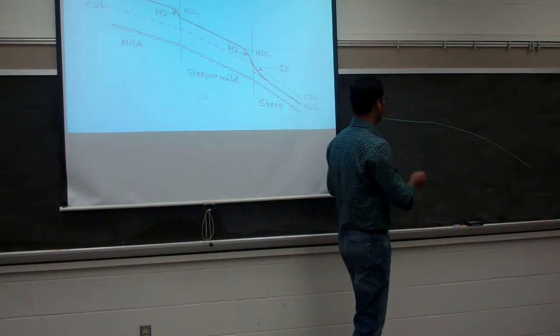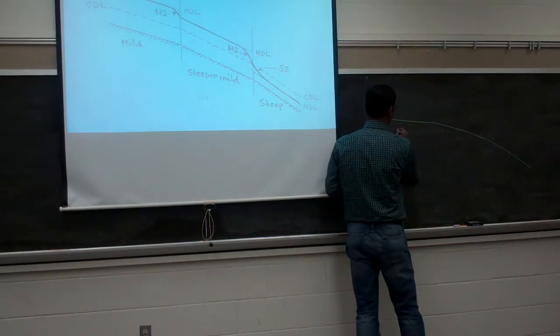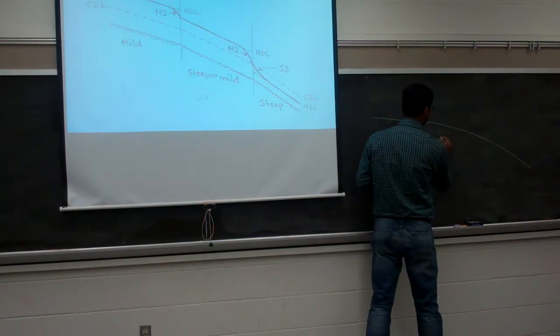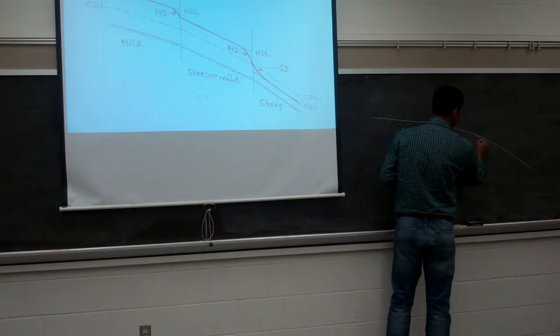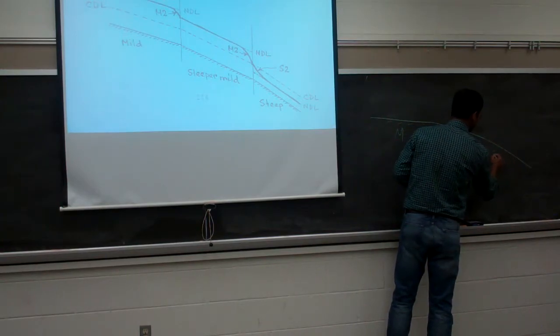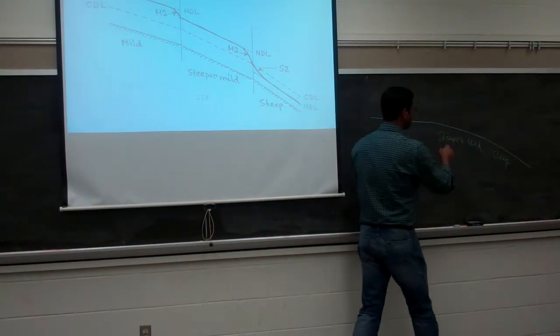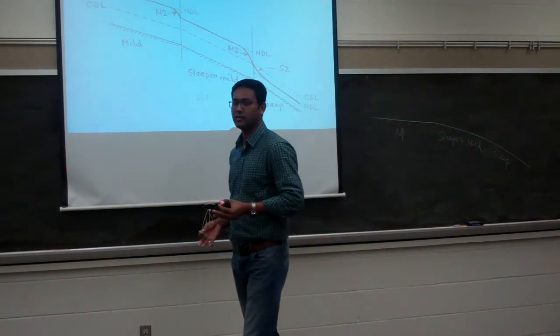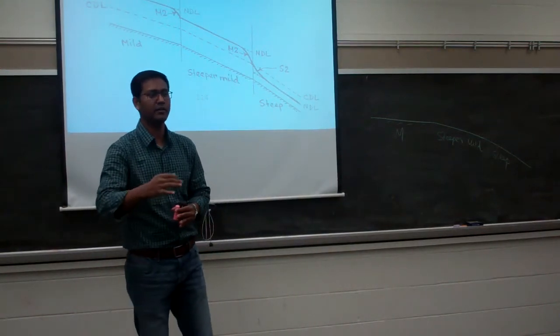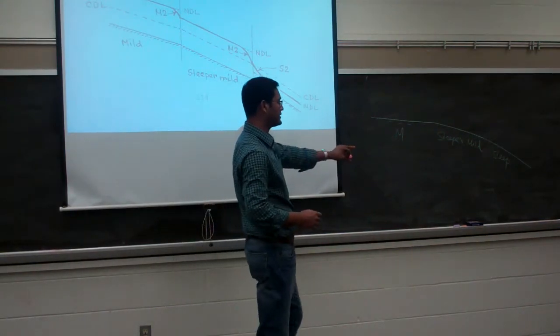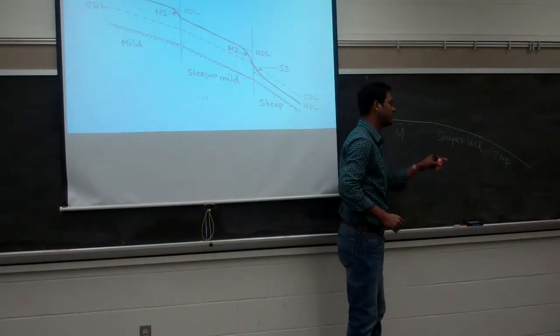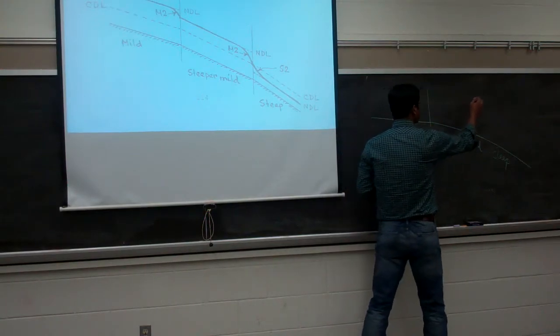There are 3 types of slopes: mild, steeper mild, and steep. Steeper mild means it is also a mild slope, but a little bit steeper than the mild slope, though still mild. So what will happen?